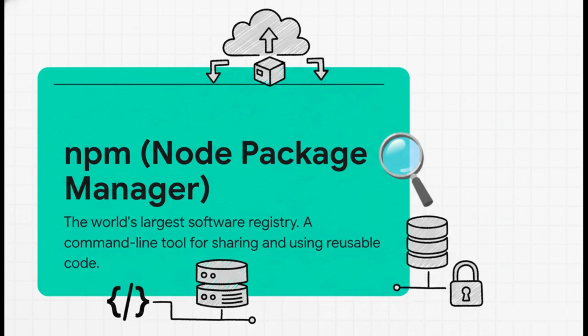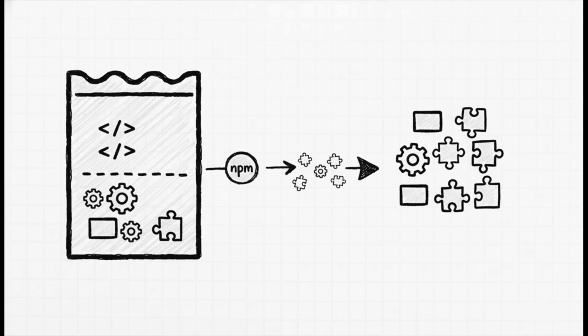Do you need a tool to format dates? Or maybe create unique IDs? I guarantee you someone has probably already built it, packaged it up, and shared it on NPM for you to use in your project. And how do you manage all these little pieces?